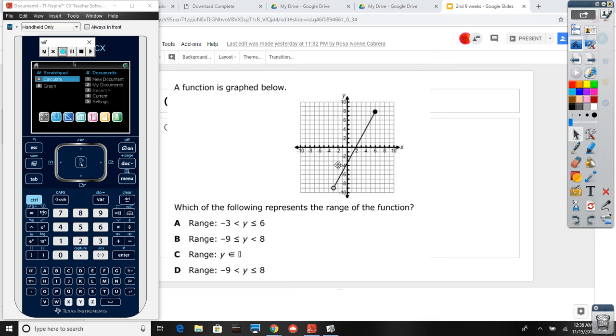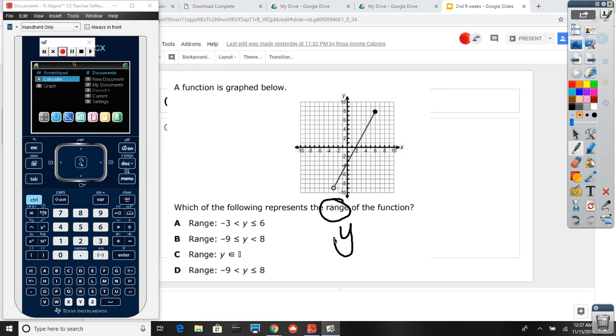So let's go ahead and get started with this first problem that's talking about domain and range. The first thing that it says is a function is graphed below. Which of the following represents the range? Important vocabulary word: range. We have domain and range. You gotta remember domain is talking about the x, and range is talking about the y.